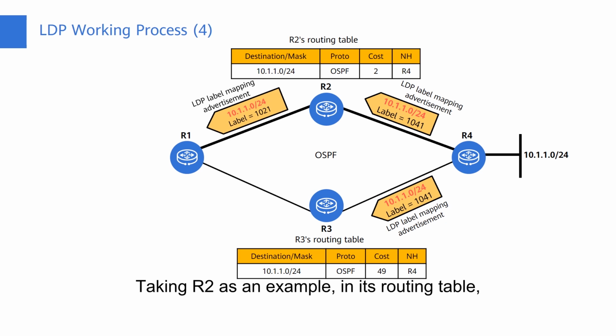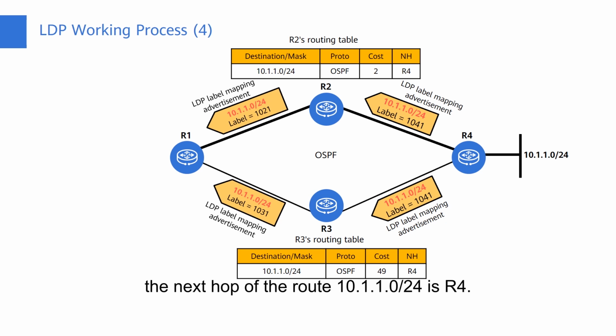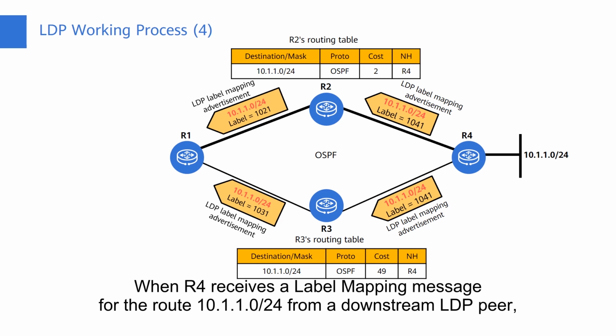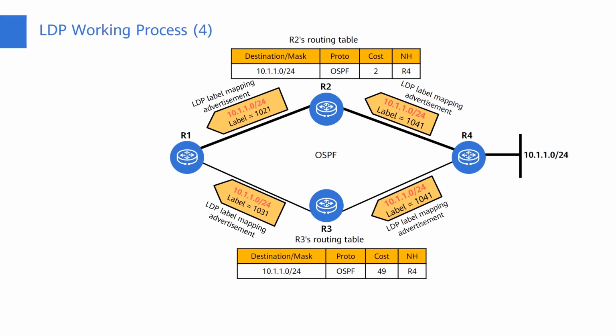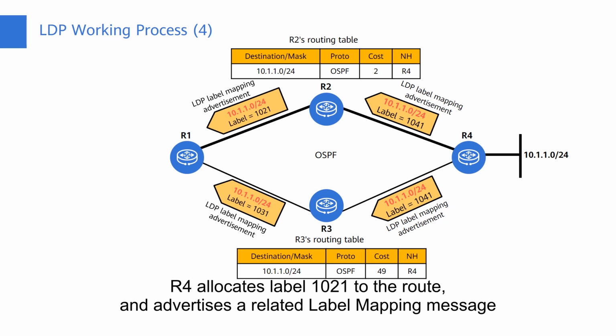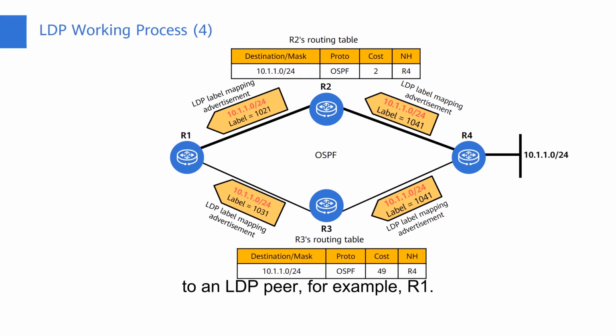Taking R2 as an example, in its routing table, the next hop of the route 10.1.1.0/24 is R4. When R2 receives a label mapping message for the route 10.1.1.0/24 from a downstream LDP peer, R2 allocates label 1021 to the route and advertises the related label mapping message to an LDP peer, for example, R1. The same process applies to R3.